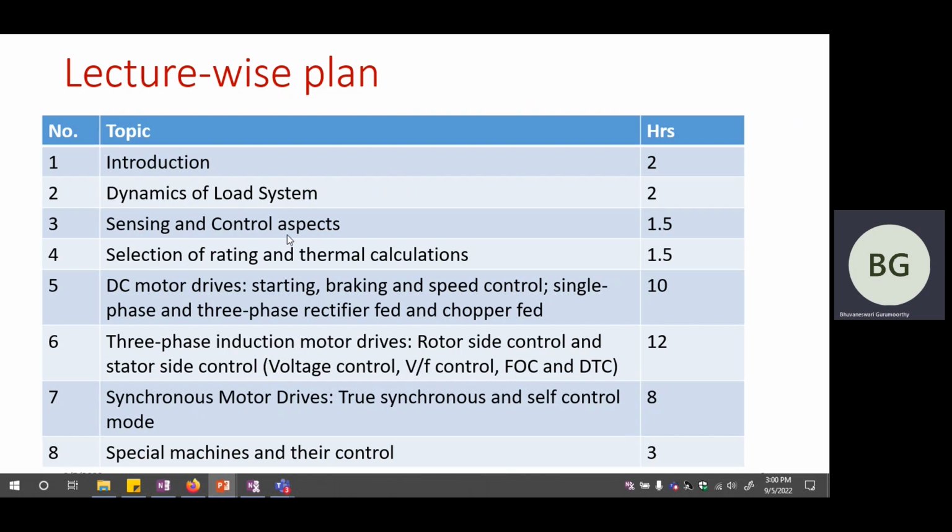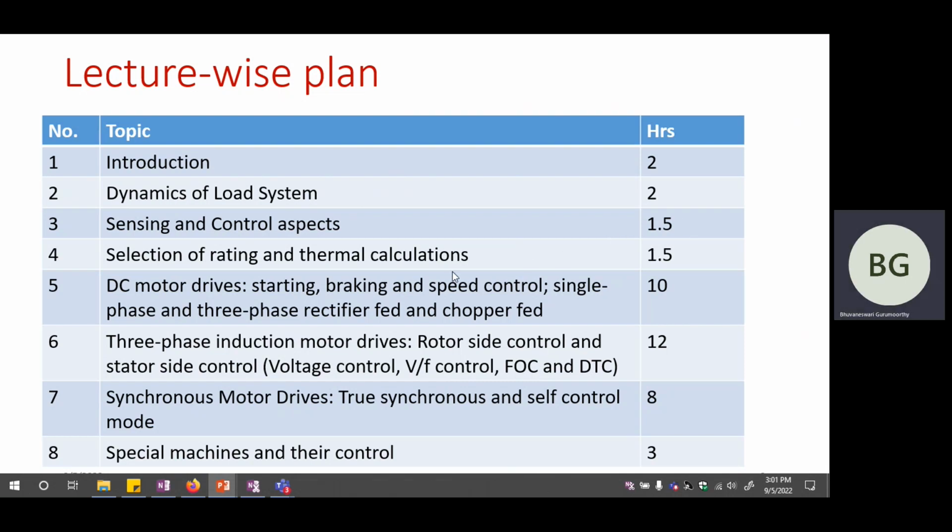Then we would be talking about speed sensing, current sensing, voltage sensing, torque sensing, all those things in sensing mechanisms, and what kind of control mechanisms are adopted for controlling the speed or torque or position. Whether it is a P controller, PI controller, PID controller, whether it will be a digital controller or analog controller, what different types of controllers are available, we'll be talking about those in topic number 3. And that will span about 1.5 hours.